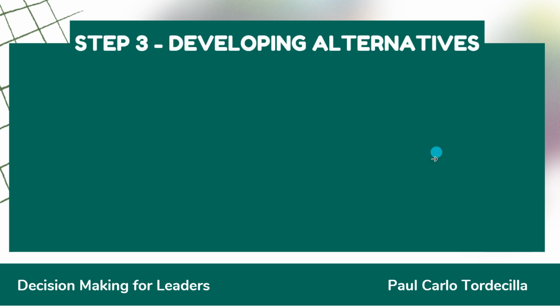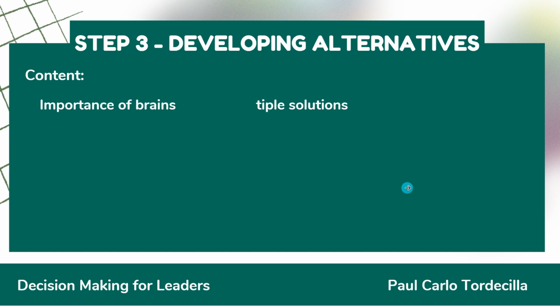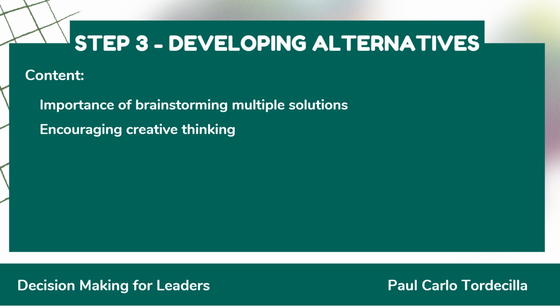After gathering information, it's time to develop alternatives. This step involves brainstorming potential solutions to the identified problem. Encouraging creative thinking during this phase can lead to innovative solutions. It's also important to evaluate the feasibility of each alternative, considering factors like cost, time, and resources.